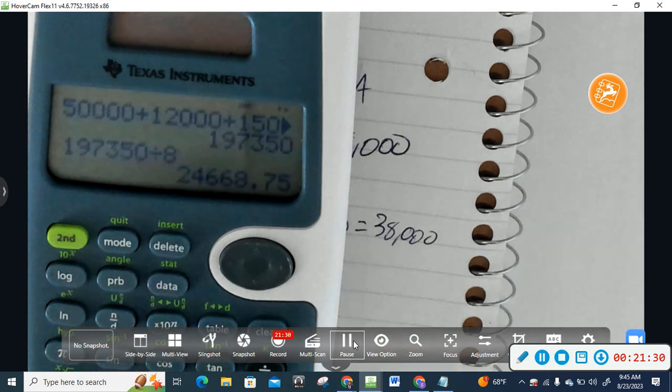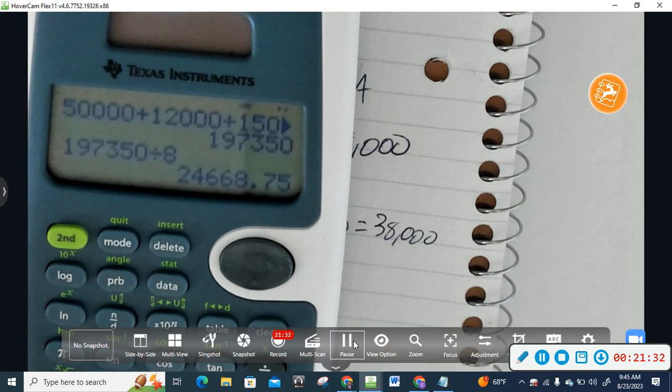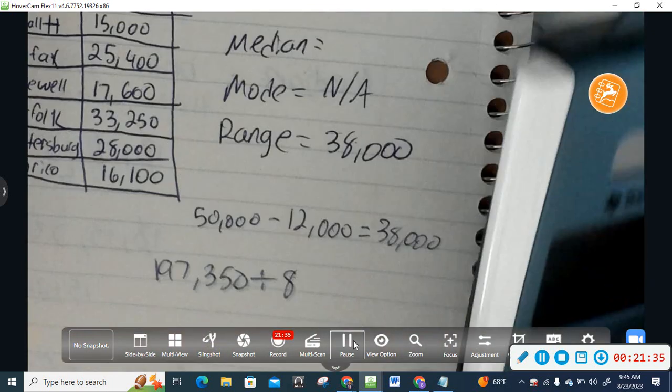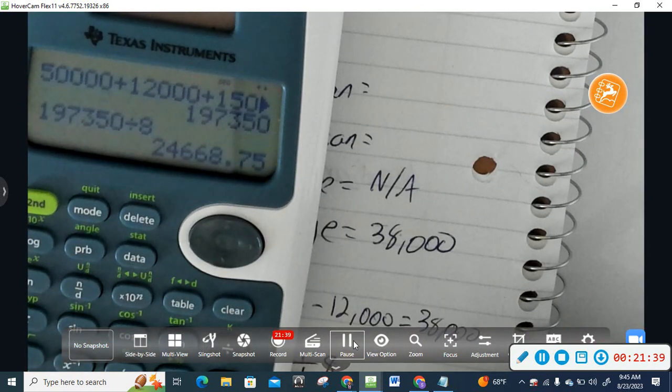Yep. So my average population, and all of those combined, my average population is just right here. Almost did that in my head. It said 30,000. There you go.